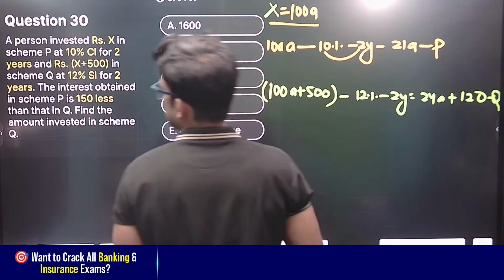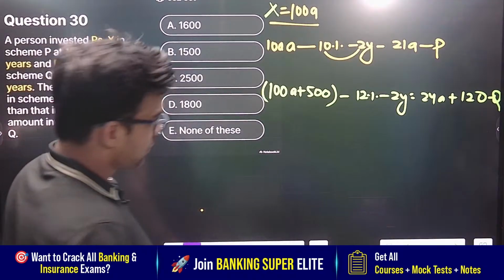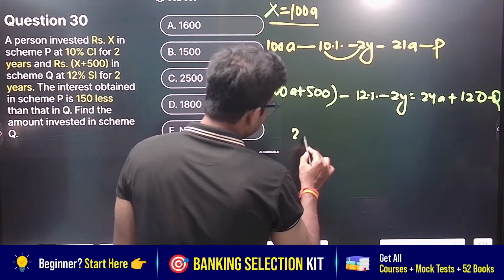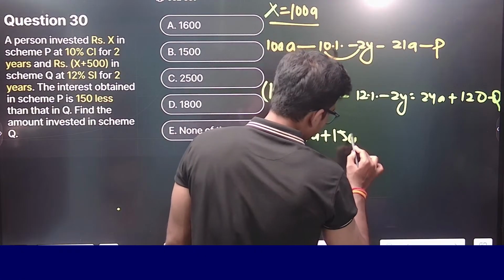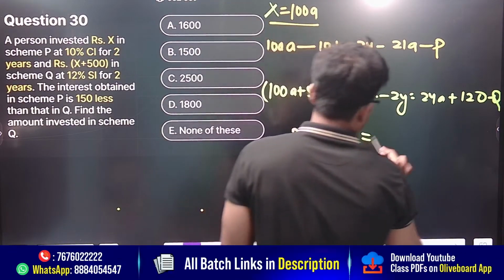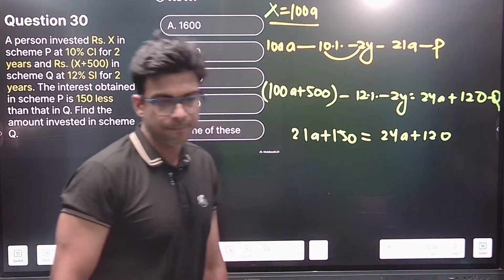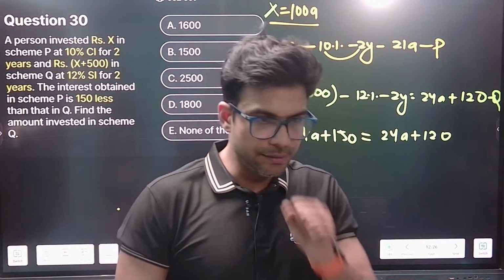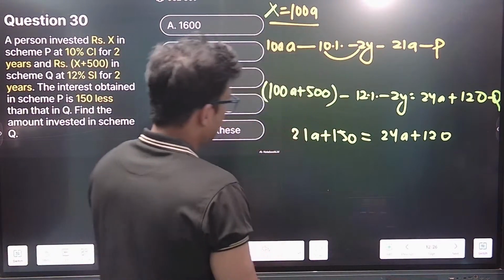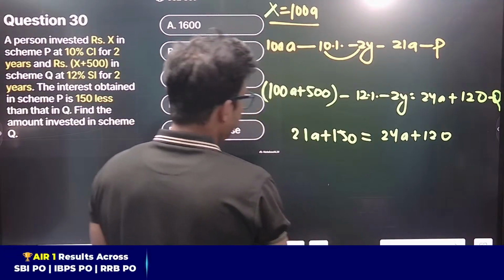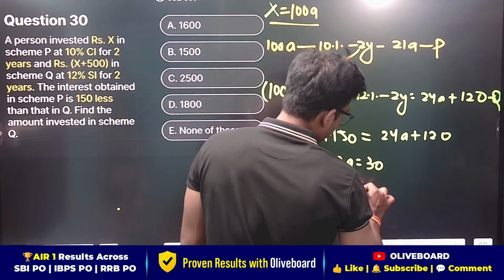Am I right? Yes. The interest on scheme P is 150 less. So 21A plus 150 is equal to 24A plus 120. Am I right? Say guys. 3A is equal to 30. A is equal to 10.